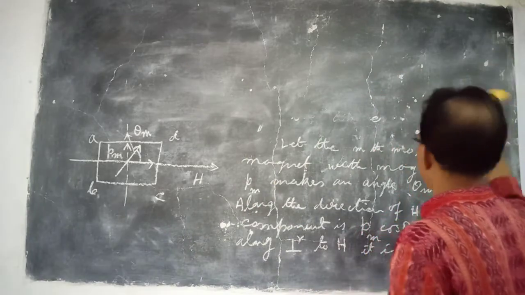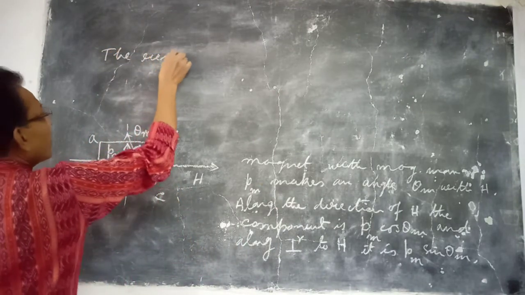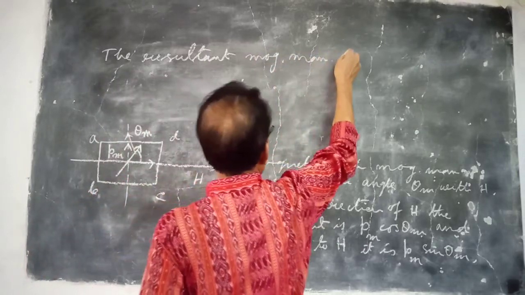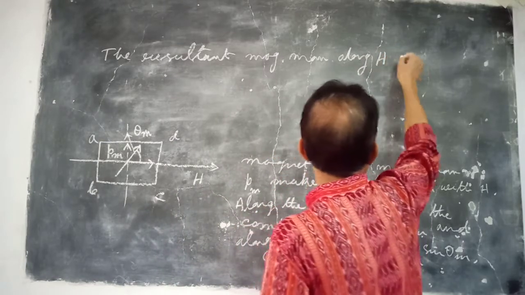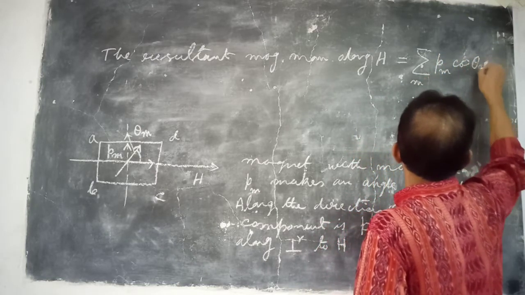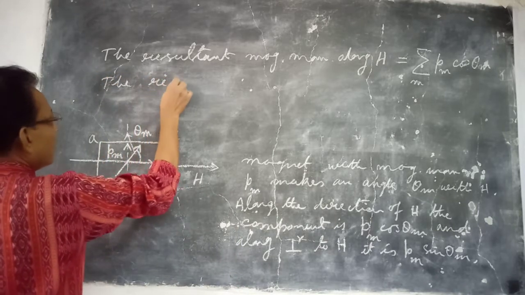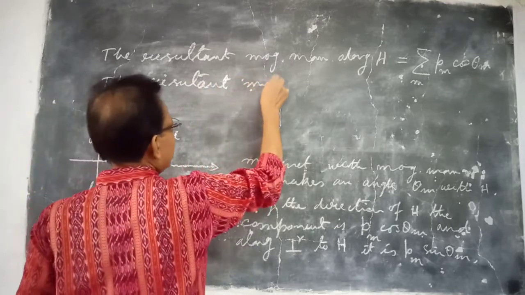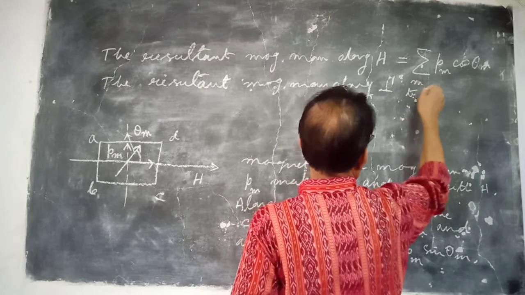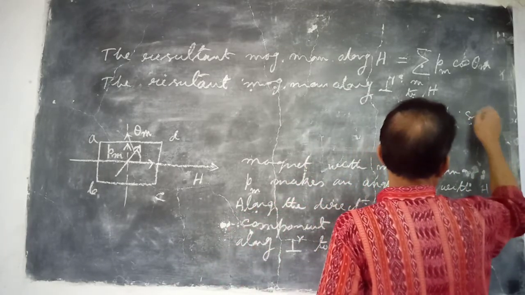Now the resultant or net magnetic moment along H is equal to the sum over all the molecular magnets, sum over m, Pm cos theta m. The resultant magnetic moment perpendicular to H will be equal to the sum over all the molecular magnets Pm sin theta m.